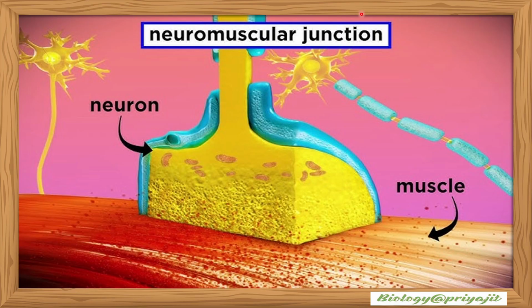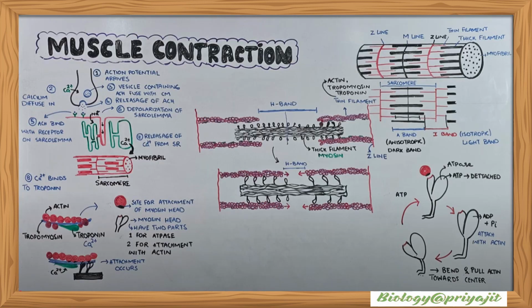Today we will explore how ATP, calcium ions, actin and myosin work together in the sliding filament theory to generate force. By the end of this class, you will clearly understand how tiny molecular interactions create powerful muscle contractions that keep us active every day. So what happens? What is the molecular mechanism of muscle contraction?